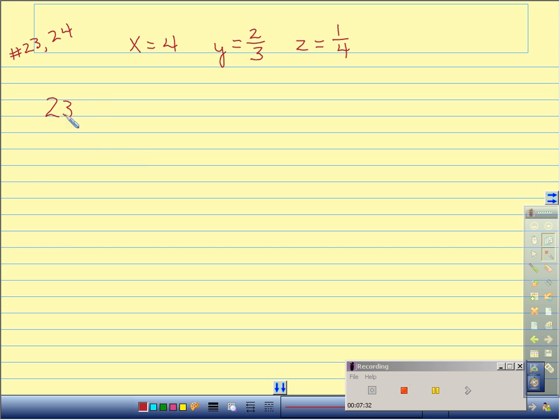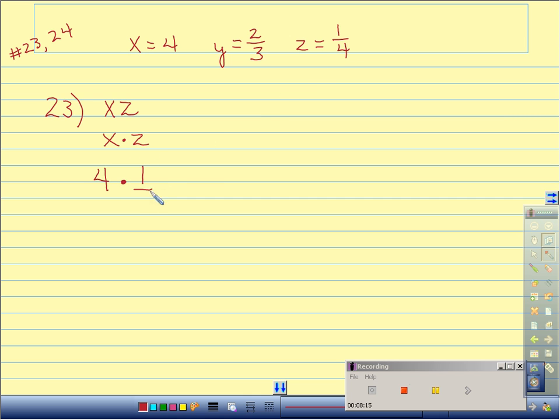Number 23 is just listed as xz. Anytime you have two variables that do not have a mathematical symbol in between them, we always know that means to multiply. So the problem actually is x times z. Now you see why we're having to use the dot, because we couldn't put x times with another x, because that'd be very confusing. So let's just replace our letters with the values we have up here. x, which is 4, times z, which is 1/4.